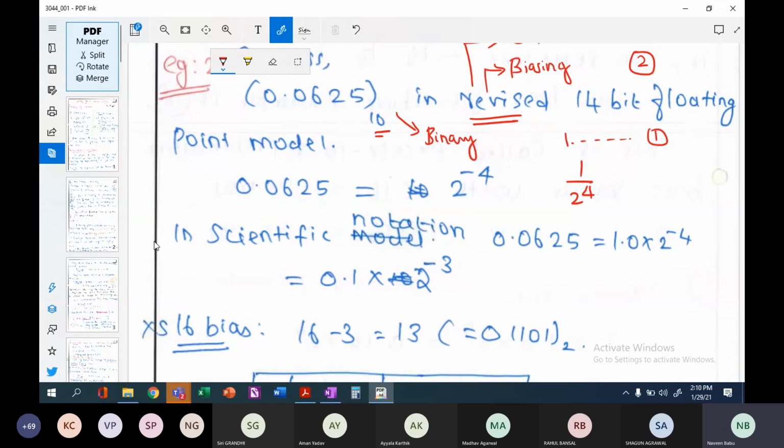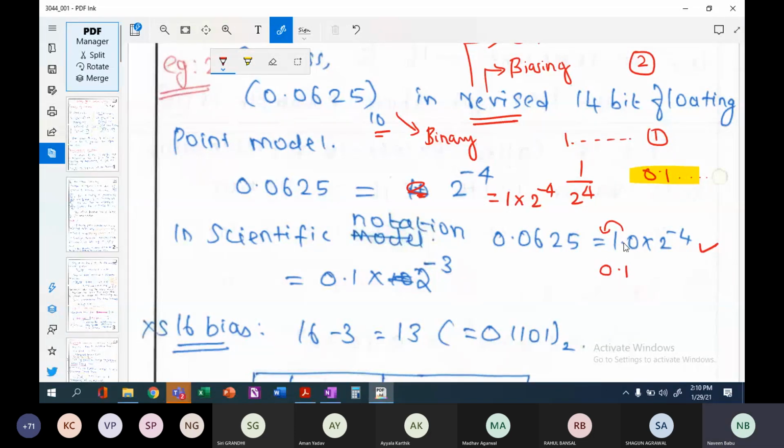Now, what is the thing we need to do? We need to represent 2 power minus 4 in 0.1 format. So if you do that, this 2 power minus 4 can be written as 1 into 2 power minus 4. This is the first step, right? So we have written here 1 into 2 power minus 4. But what is the format we need? We need a format something like 0.1 and then the values. So it is very simple in this particular case. All you need to do is move this decimal place before.